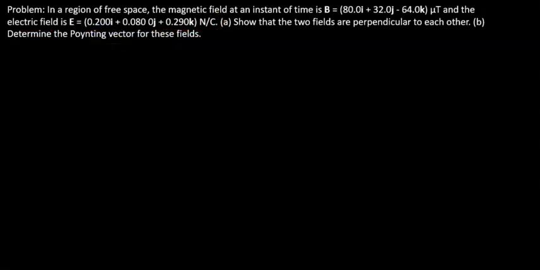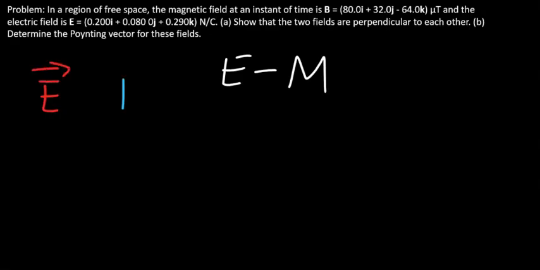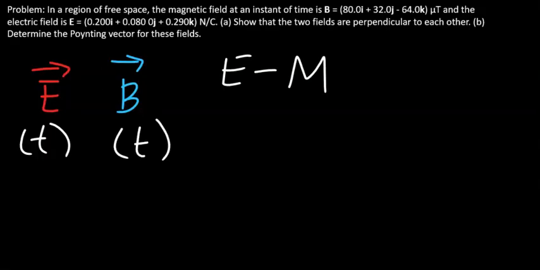What we have here is an EM wave, and in an EM wave, the electric field and the magnetic field fluctuate with time. They are functions of time. At any time t, these two fields will always be perpendicular with each other. In this problem, what we are given is the expression for the magnetic field and electric field at a particular time. And we want to show that these two fields are perpendicular to each other.